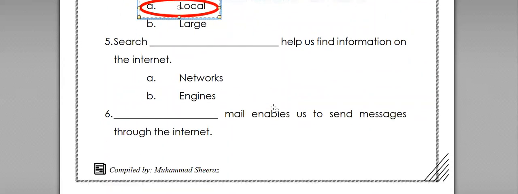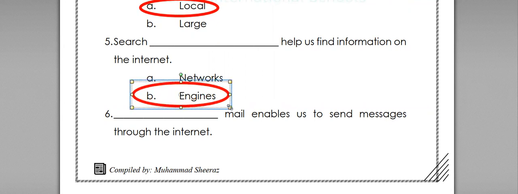Point number 5, search dash help us find information on the internet: networks or engines. Engines. And in the previous slide number 4, we discussed that there are some search engines available which are very famous like Yahoo, Bing, Google, and DuckDuckGo.